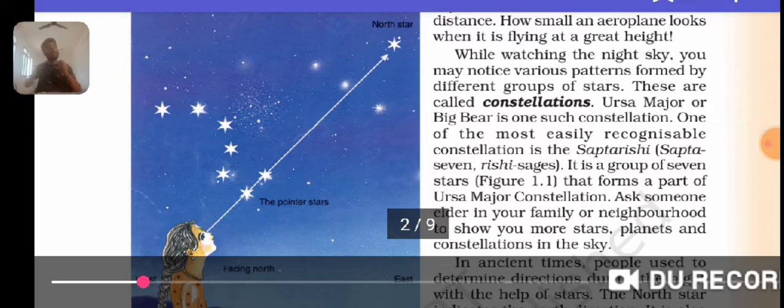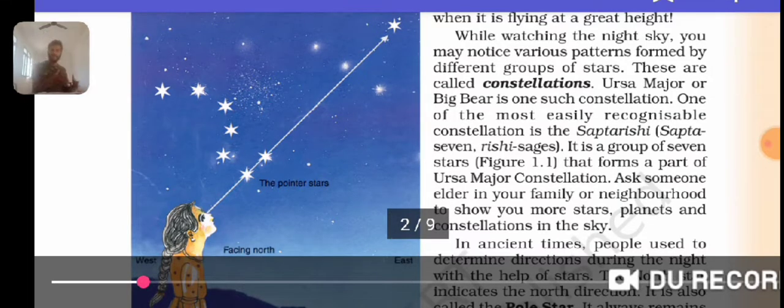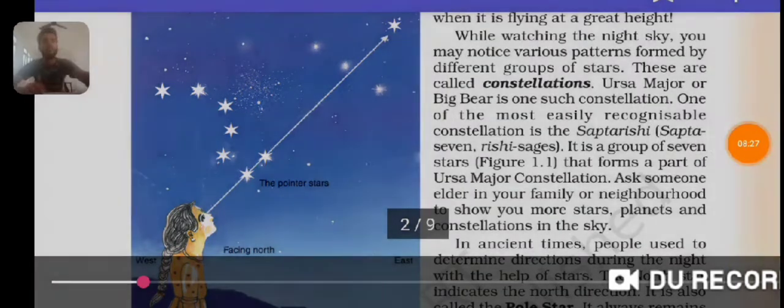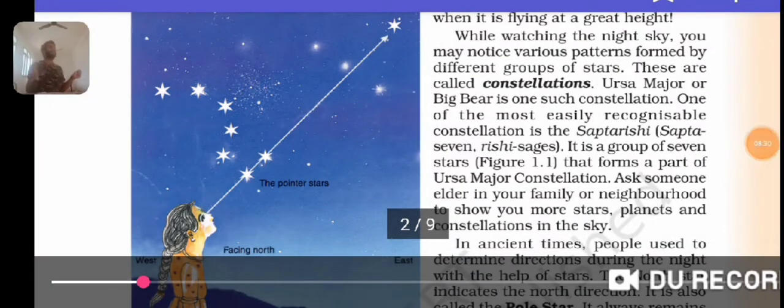Okay, in ancient times, travelers used to determine the direction while traveling at night with the help of the stars. For example, there is a pole star which always stands in the north direction. The north star indicates the north direction, and it is also known as the pole star.